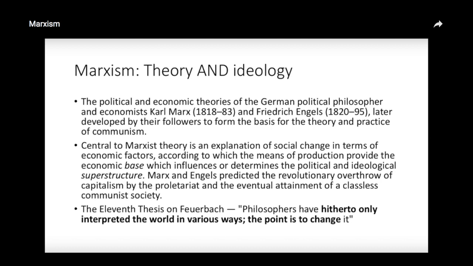According to which the means of production provide the economic base which influences and determines the political and ideological superstructure. Marx and Engels thought that communism was a kind of utopia, and that history proceeded towards a goal and an end state, and that goal was communism. History proceeded in a series of necessary stages. Those stages were marked by economic relationships: feudalism, capitalism, socialism, and then culminates in communism.